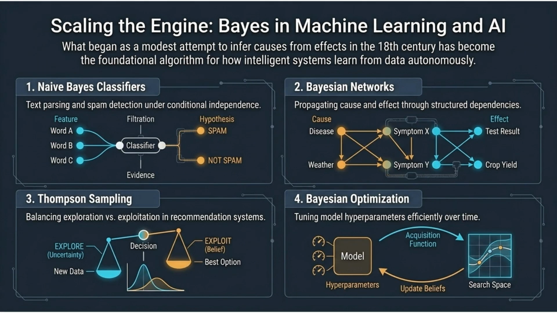Scaling the engine into modern AI. Naive Bayes classifiers parse text and filter spam under conditional independence. Bayesian networks propagate cause and effect through structured dependencies. Thompson sampling balances exploration versus exploitation in recommendations. Bayesian optimization tunes hyperparameters efficiently without brute forcing every combination. 18th century inverse probability now powers autonomous learning systems.